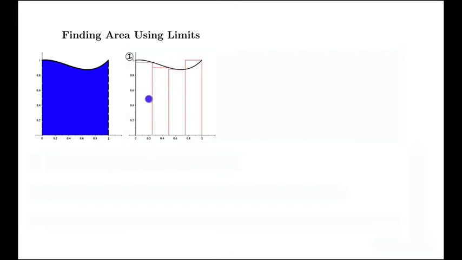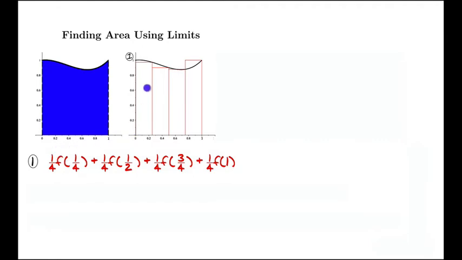For our first approximation, we might just draw 4 rectangles and add the areas of these 4 rectangles to approximate this area. And so what we would do in this case, in number 1, is we would add the areas of these 4 rectangles. Each of these rectangles has a width of a quarter. There's 4 rectangles. The total base here is from 0 to 1, so the total base is 1. We divide it into 4 pieces, so each of these rectangles has width a quarter. The height of this first rectangle is the function value when we plug in a quarter. So the first rectangle has area a quarter times f of a quarter.